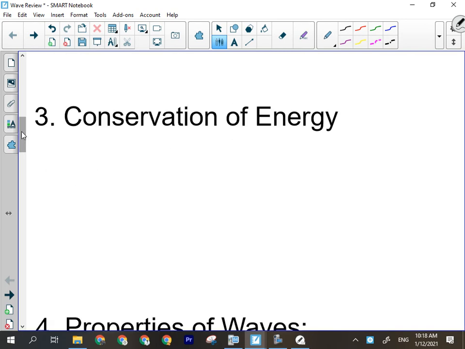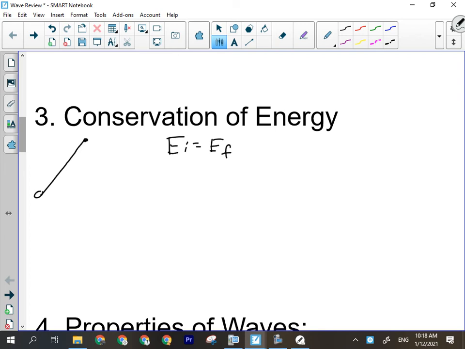Then conservation of energy. We talked about this not because we needed to review what conservation of energy was. We already know how the law of conservation of energy works, and that is that E_i equals E_f. Our initial mechanical energy equals our final mechanical energy. We talked about it in two contexts.